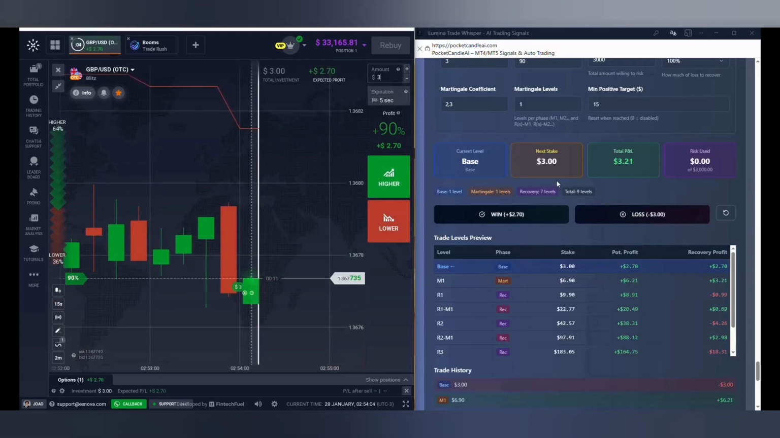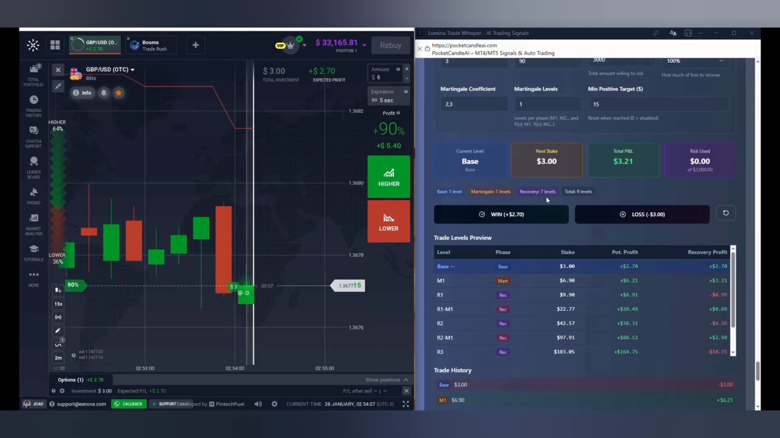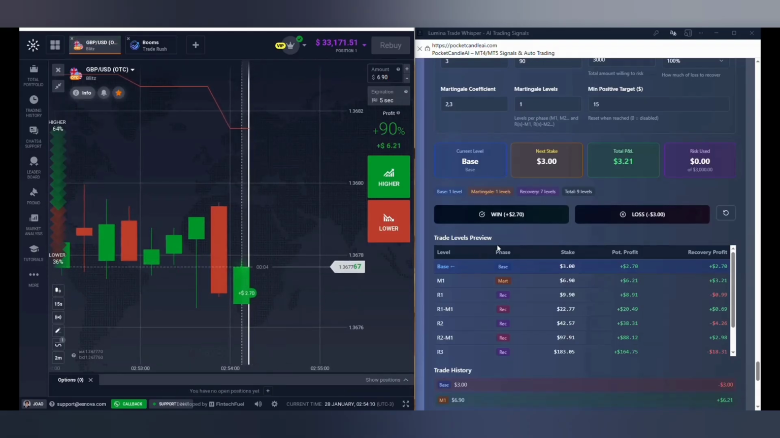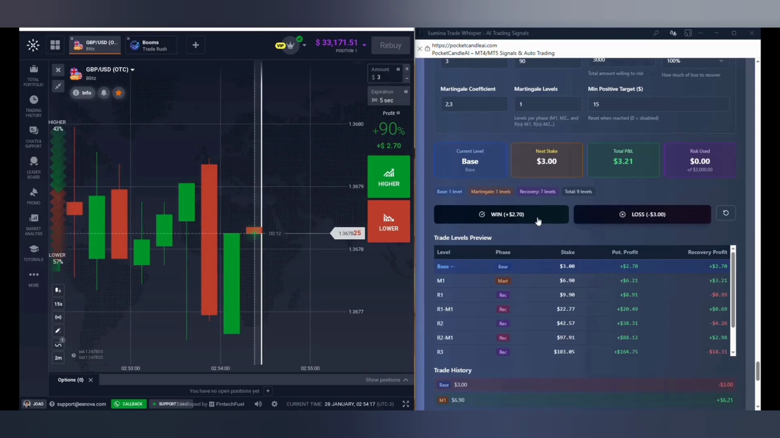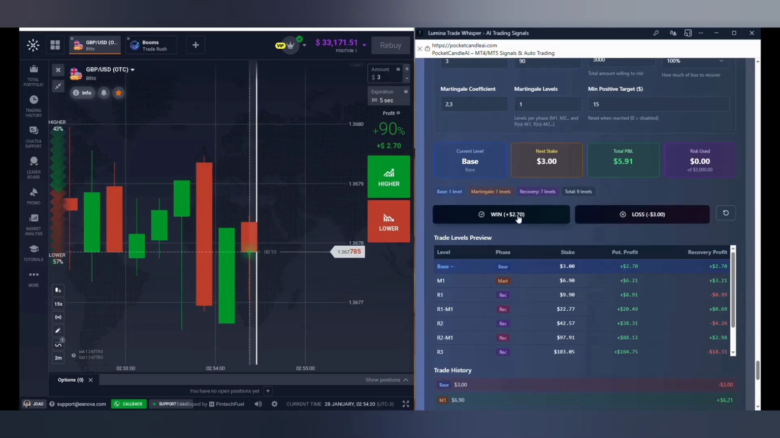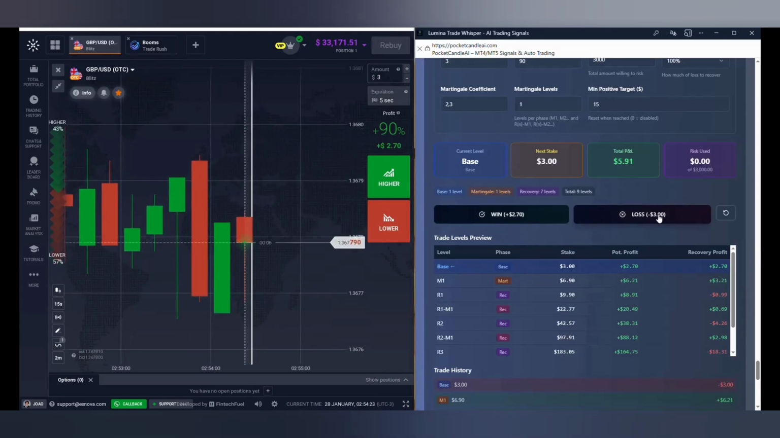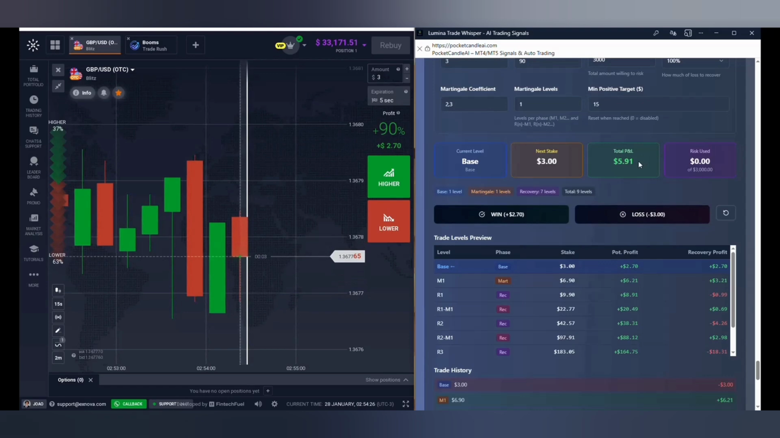New buy signal detected for GBP US dollar OTC. Confidence level 75%. So trade on 5 seconds. I have to be fast to put the next amount. We go back to 3 and mark it as 1. You can see if you win, plus 270, is the same thing. If you lose, 3. Here it shows you the total profit and loss.